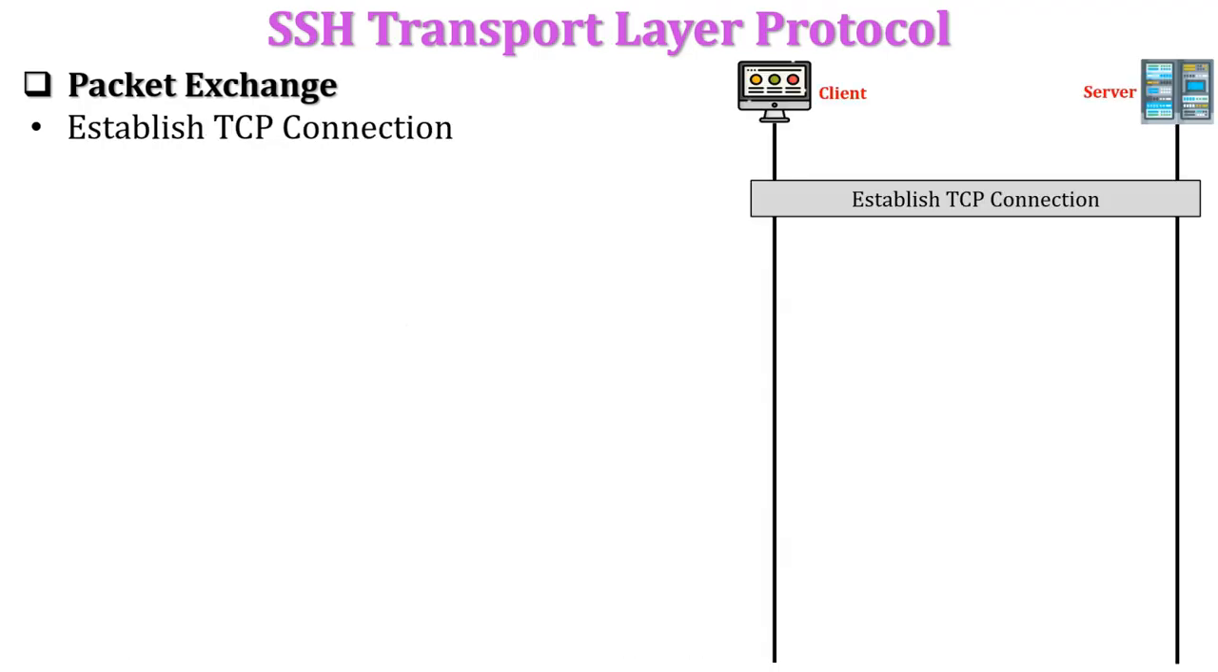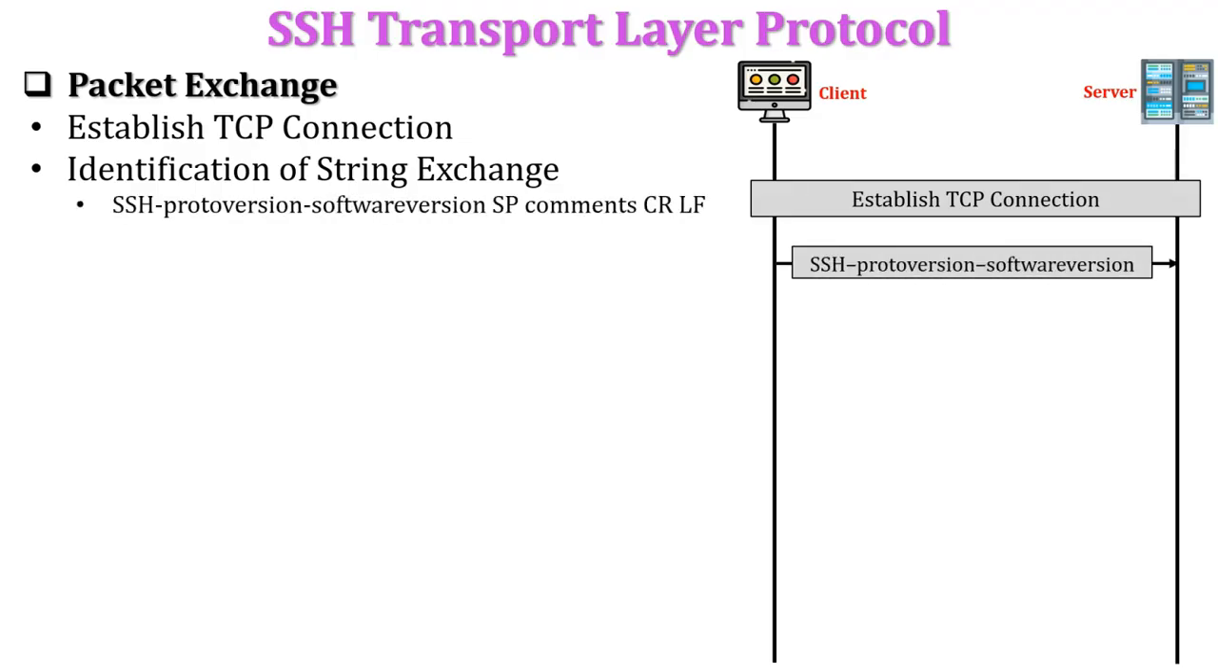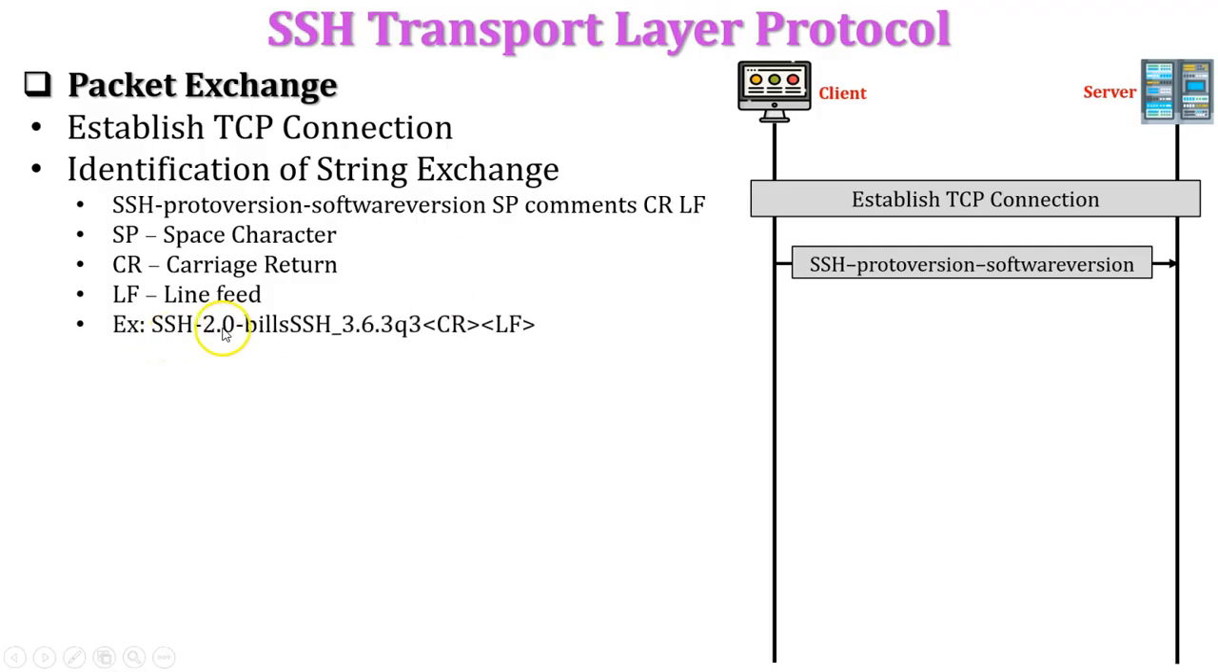SSH Transport Layer Packet Exchange consists of a sequence of steps. The first step is identification string exchange. It begins with the client sending a packet with an identification string to the server. This message consists of the SSH version and the software version which is used at the client side. It also includes a special character, then a comment section, which is optional. Then next is CR, which means carriage return, and the last one is line feed. Let's see an example of this message. It is SSH 2.0, so it is the SSH protocol version.